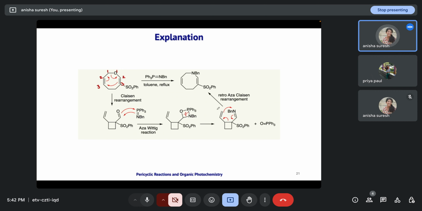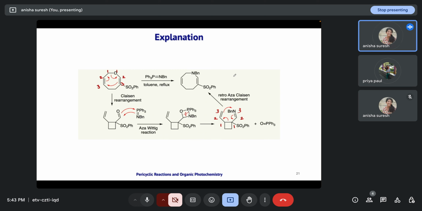Then again a 3,3 sigmatropic rearrangement will take place between these atoms, like 3, 2, 1, 3, 2, 1. So it will attack here, this bond will shift here, this bond will be breaking, and it will give the final product. Clear? Yes, understood. Okay.